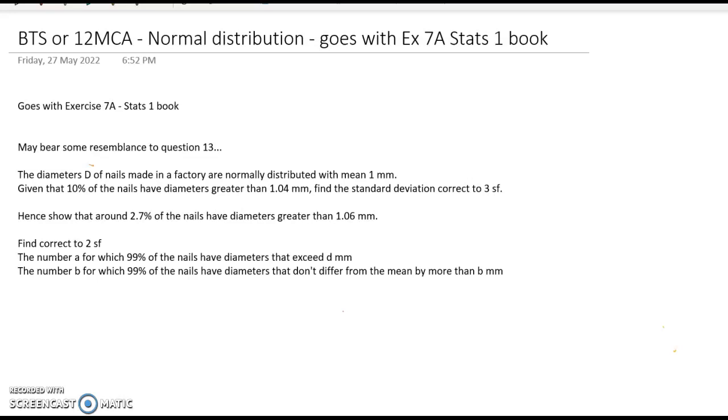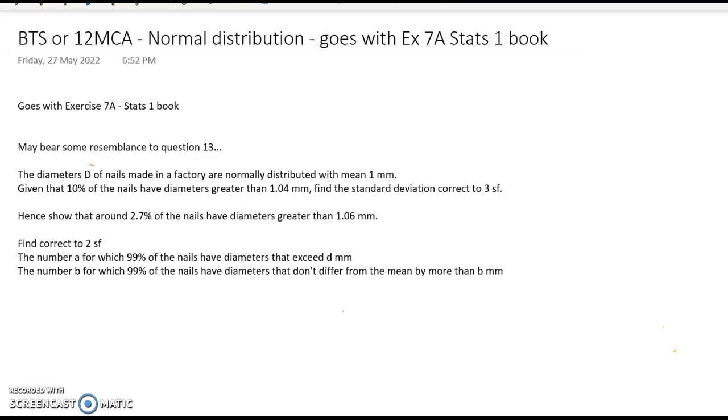I'm going to do this video to go through exercise 7A in the Stats 1 book and a question in there that is quite tricky when you're still getting used to inverse normal problems. So guys, I think you're going to come back to this question in another month or two and see that actually it's really not too bad, but you have to get used to how to use diagrams with normal distributions and how to use the tables.